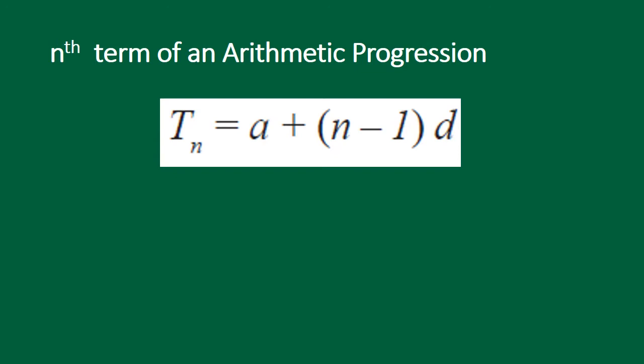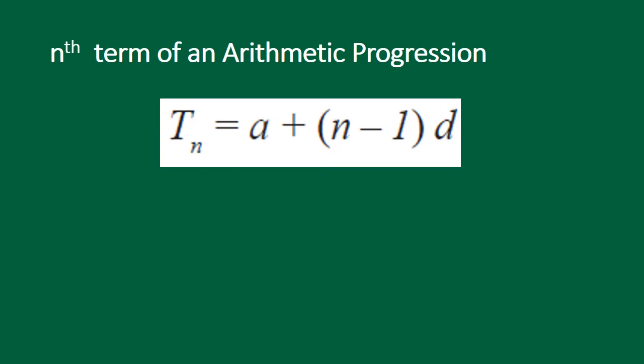You have only two formulae like this. One is for the nth term, the second formula is for the sum of the first n terms of an arithmetic progression. Here we'll discuss the nth term, how to find the nth term of an arithmetic progression.